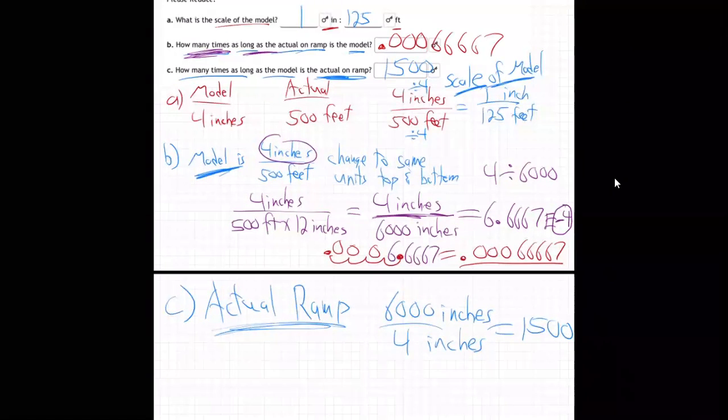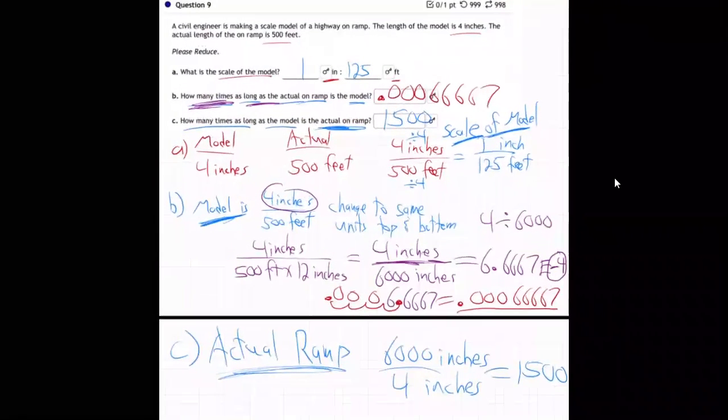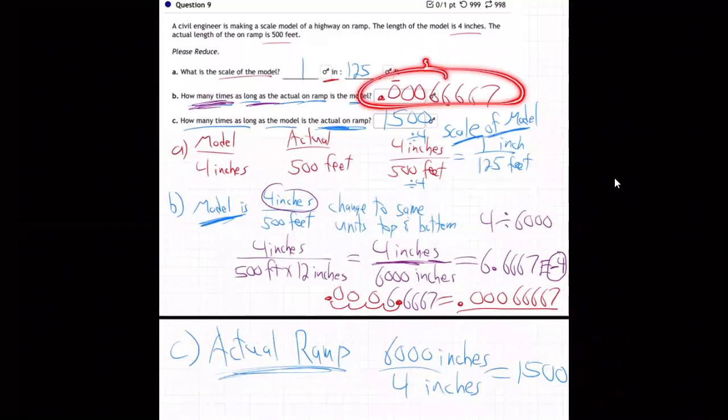That's what that's saying. So in question B there, we answered the model is that portion of the actual ramp, which turns out to be 1 over 1,500. And then part C, how big is the actual ramp? 1,500 times as big as the model. And so there we go.